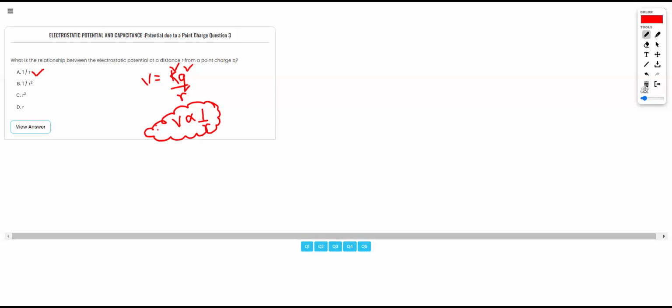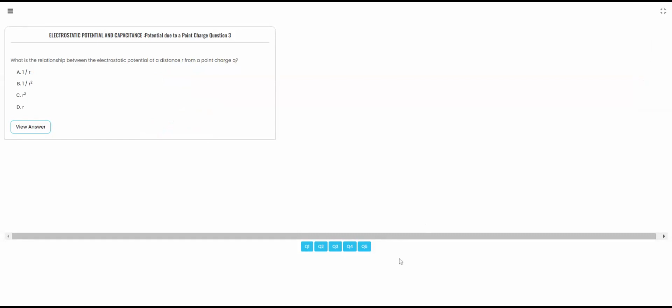Let's move to the next question. Electric potential is which quantity? Options are scalar, vector, both A and B, or none of these. Electric potential is which quantity? Anyone? A, scalar. Yes, it is a scalar quantity.